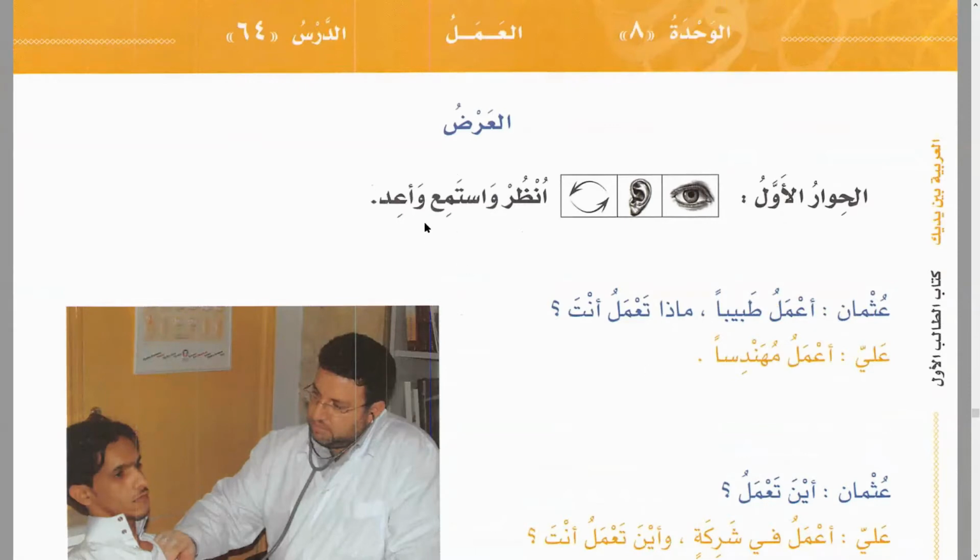This is Amal, right? We learned Dirasa before, then job, working. Now this is all about Amal. Amal is work or actions or deeds, anything relating to actions, right? We'll begin this lesson, inshallah. الوحدة الثامنة، العمل، الدرس الثالث والأربعون. So we took 4 months for part A.